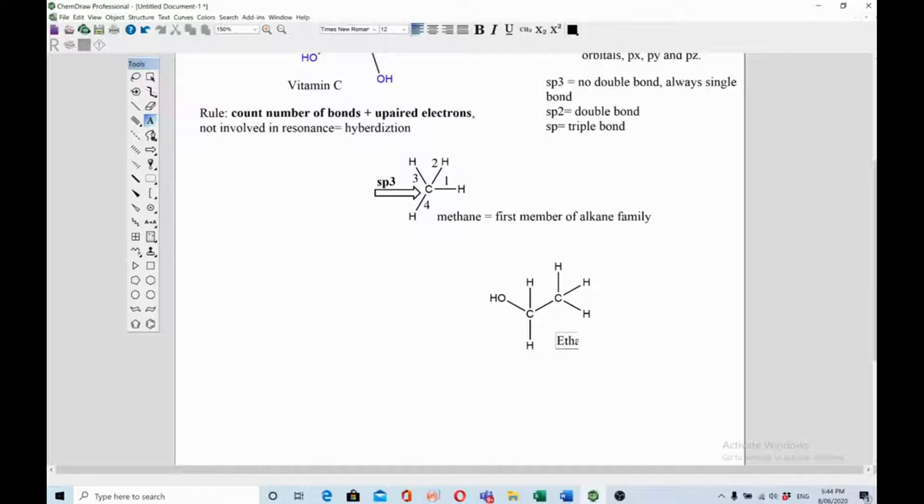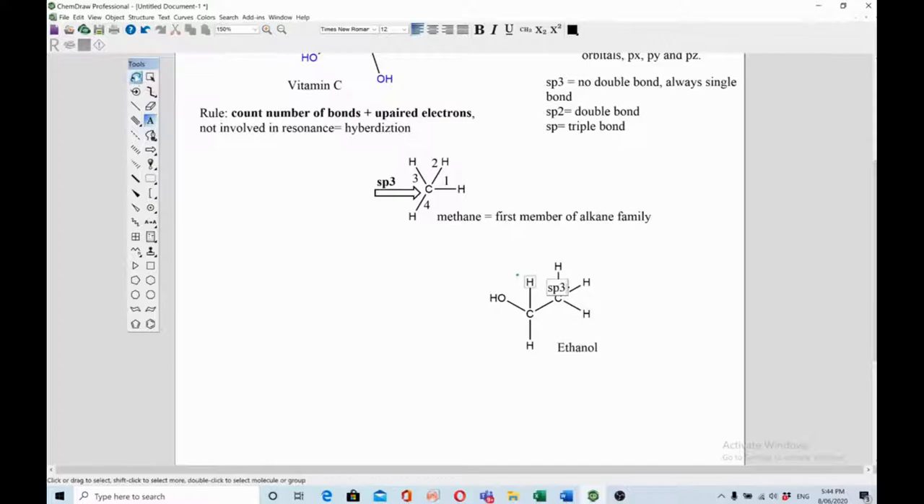So if you are asked to predict the hybridization of this carbon or this carbon, you count the number of bonds: 1, 2, 3 for this carbon, and number 4. So this carbon is sp3, and the next carbon will also be sp3.